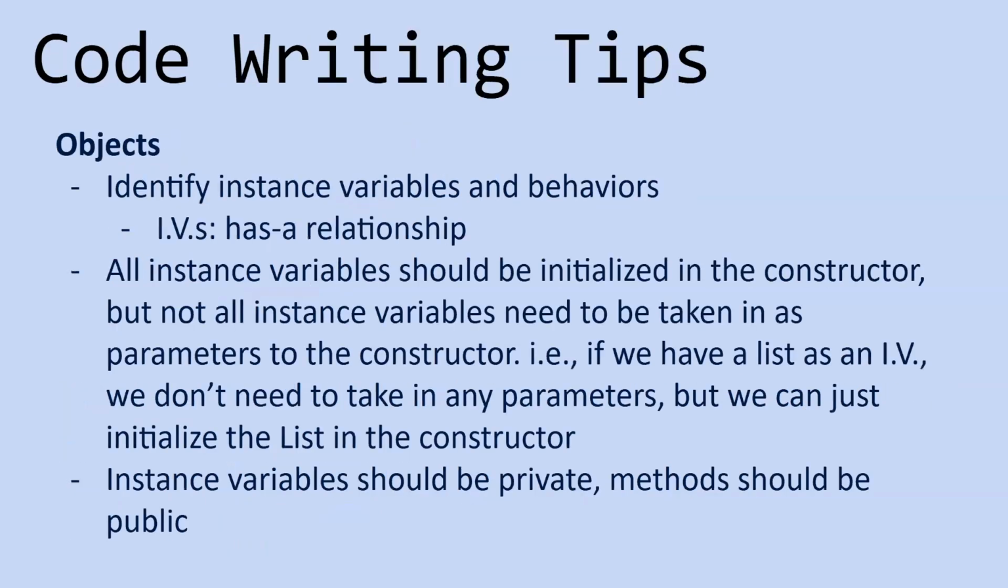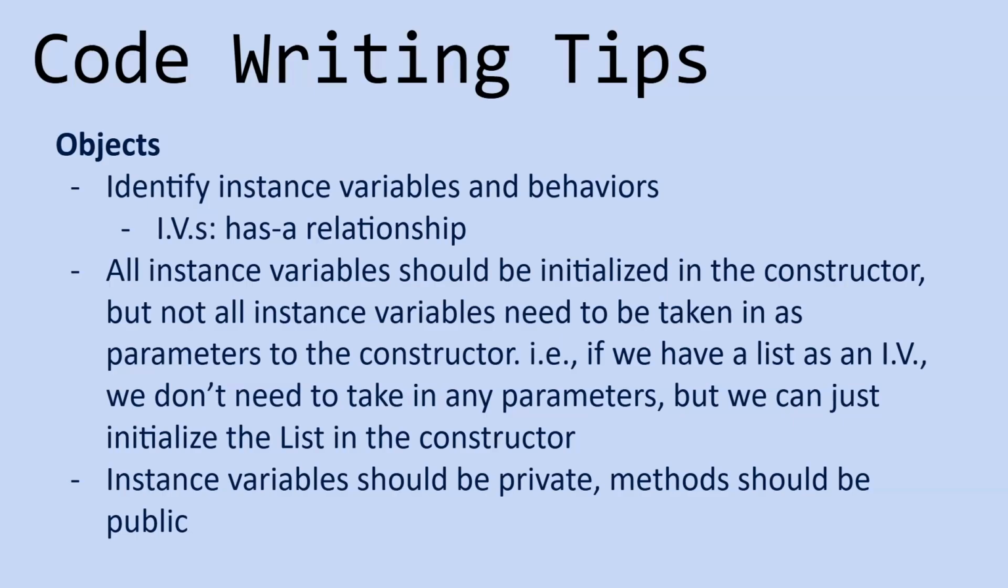And then here's some general code writing tips. So for objects, it's helpful to identify the instance variables and behaviors. Instance variables are just the information that an object should have, and behaviors are what an object should be able to do. Instance variables, or IVs, represent a has-a relationship, like an oak tree has a number of acorns. Meanwhile, inheritance is an is-a relationship, so an oak tree is a tree. And then all instance variables should be initialized in the constructor, but not all the instance variables need to be taken in as parameters in the constructor.